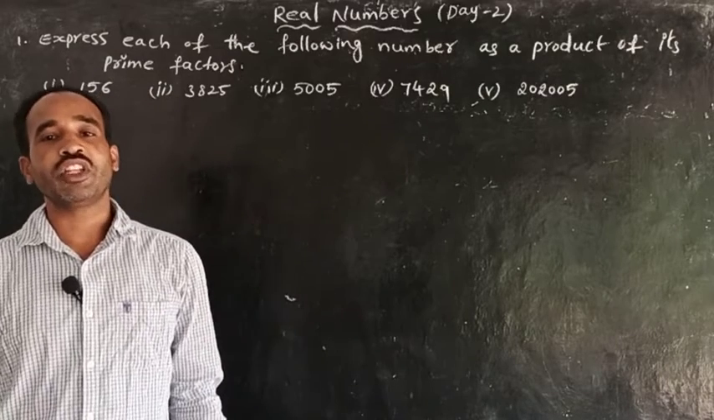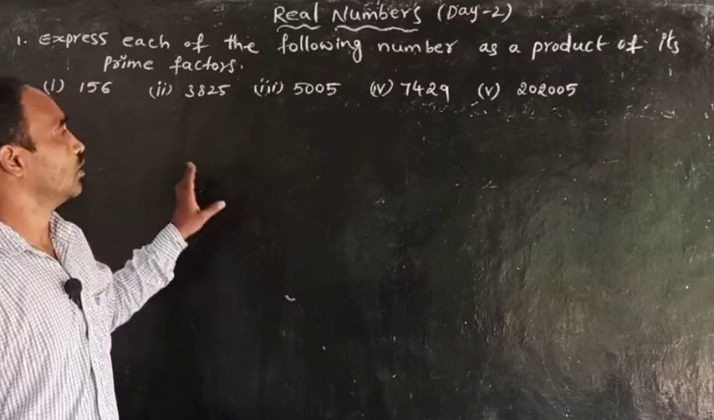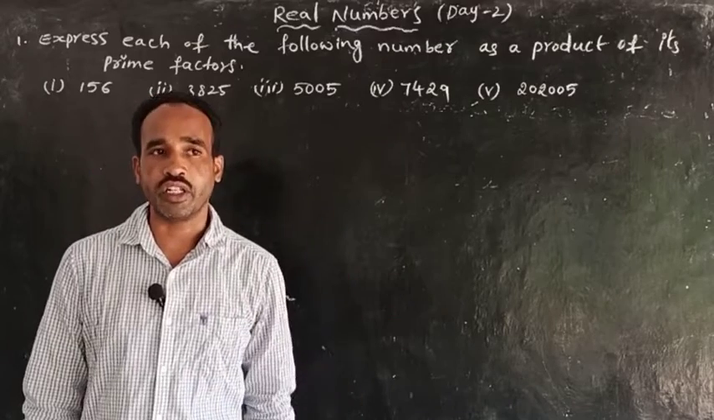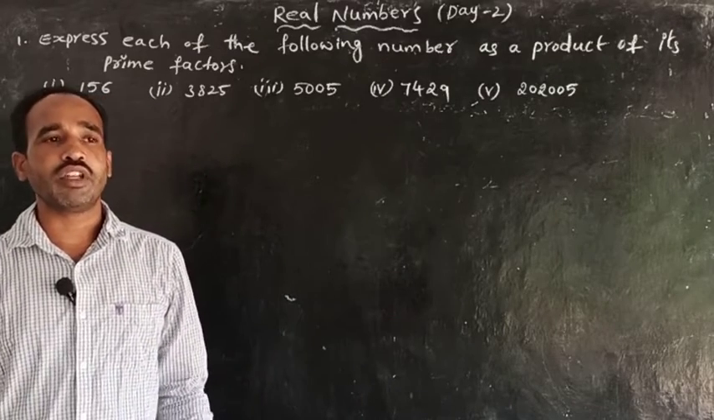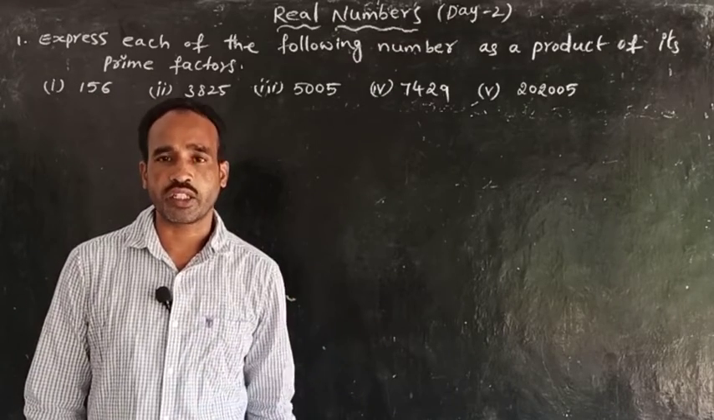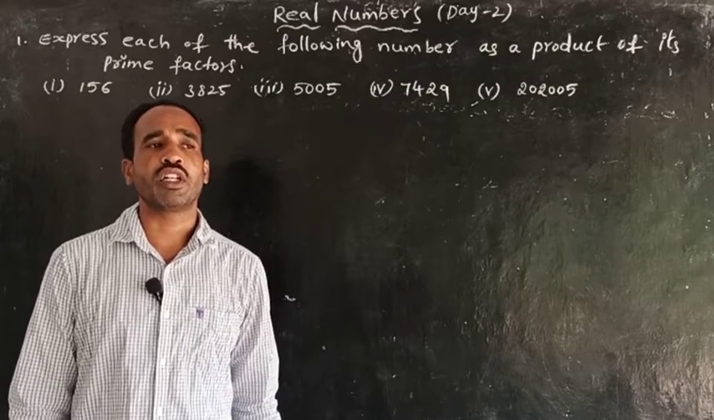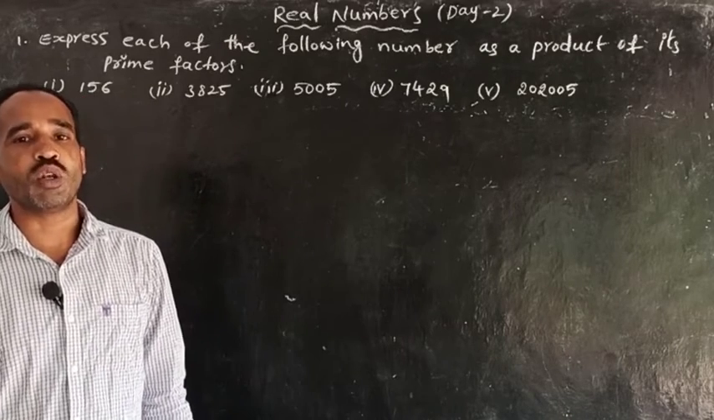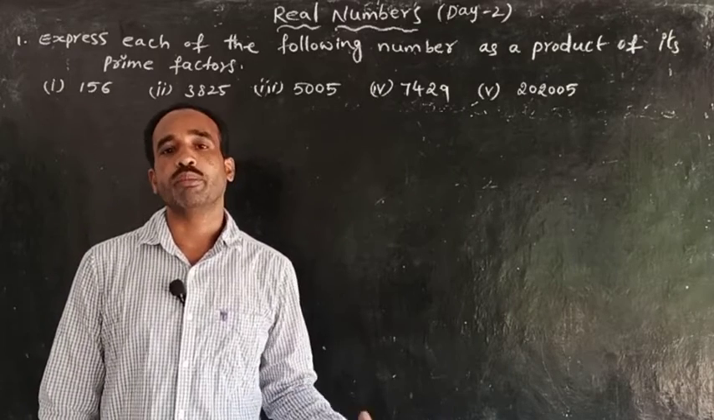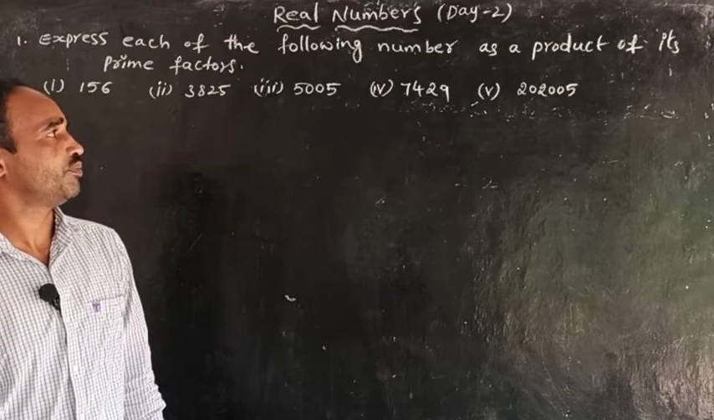So in our previous class, we have already discussed the different types of numbers, which are called real numbers, and also how to find the factors for a given number. What are the prime numbers? What are the natural numbers? What are the whole numbers? And what are the rational numbers, and what are the irrational numbers? We already discussed these in the previous class.